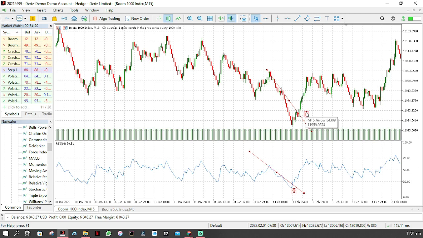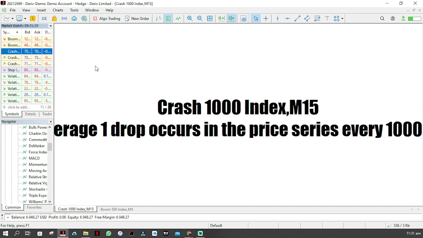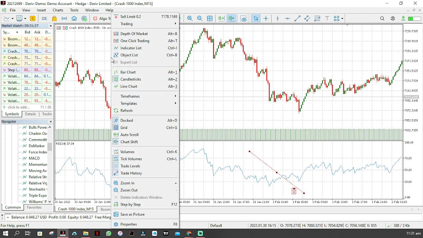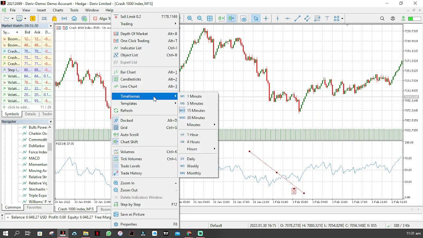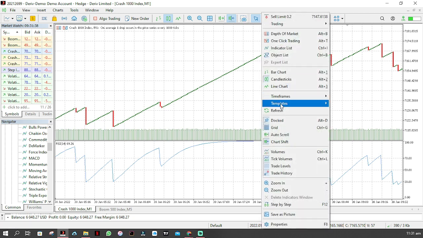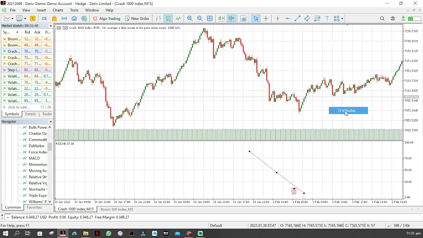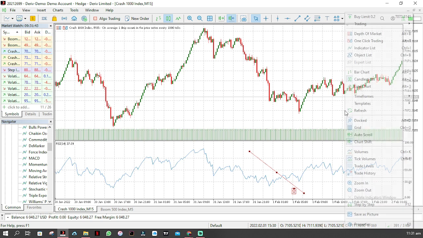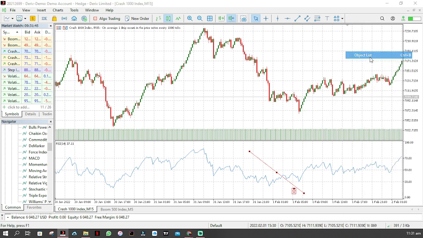So how about on Crash 1000? Let me just drag Crash 1000 to the chart. On Crash 1000, we actually sell to catch spikes. Again, the first rule is go to a higher time frame, which is the 15 minutes time frame. So let me just delete these existing objects from Boom 1000. Okay, so this is Crash 1000. This is a best example.